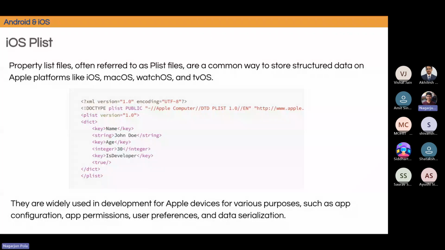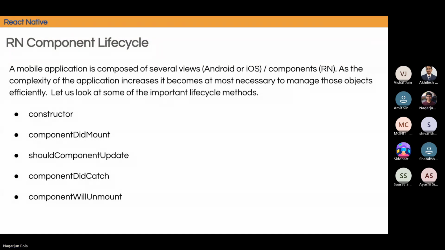And also this file uses XML in order to define all the permissions that the app should have, and also the user preferences, and also any other custom data that can be stored at build time. So yeah, manifest and plist files. After we learn that, let us come to the component lifecycle in React Native. So we have learned about lifecycles for Android activity and iOS view controller, which is nothing but the screen that you see. And in React, component lifecycle is one of the most important things that we need to understand.